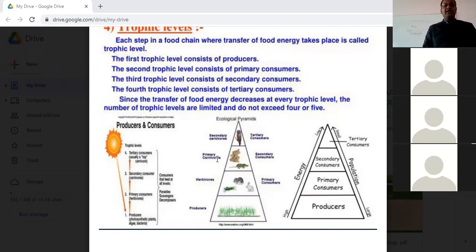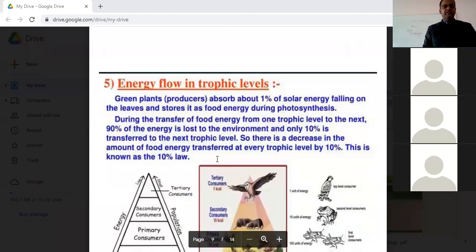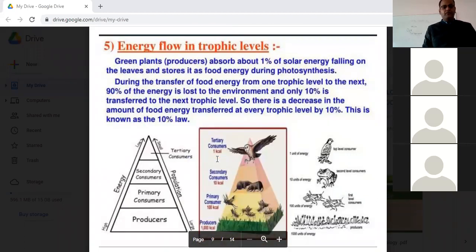A food chain can't have more than 4 to 5 trophic levels because no energy is available for further transfer from one trophic level to the next. Then we have the energy flow, which is the flow of energy captured by one trophic level to the next. And there is a law which governs this flow, Lindemann's 10% law, which states that only 10% of the energy of one trophic level passes to the next trophic level.